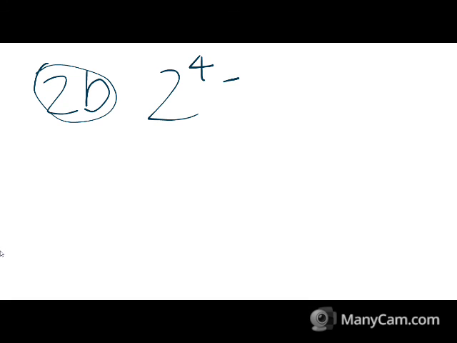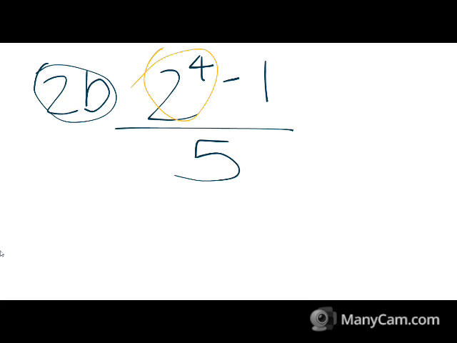Alright, so 2b is (2 to the 4th minus 1) divided by 5. Let's look. Do we have any parentheses? No. Do we have any exponents? Why, yes, we do. 2 to the 4th. 2 to the 4th is 16. Then we're going to keep the minus 1 divided by 5.